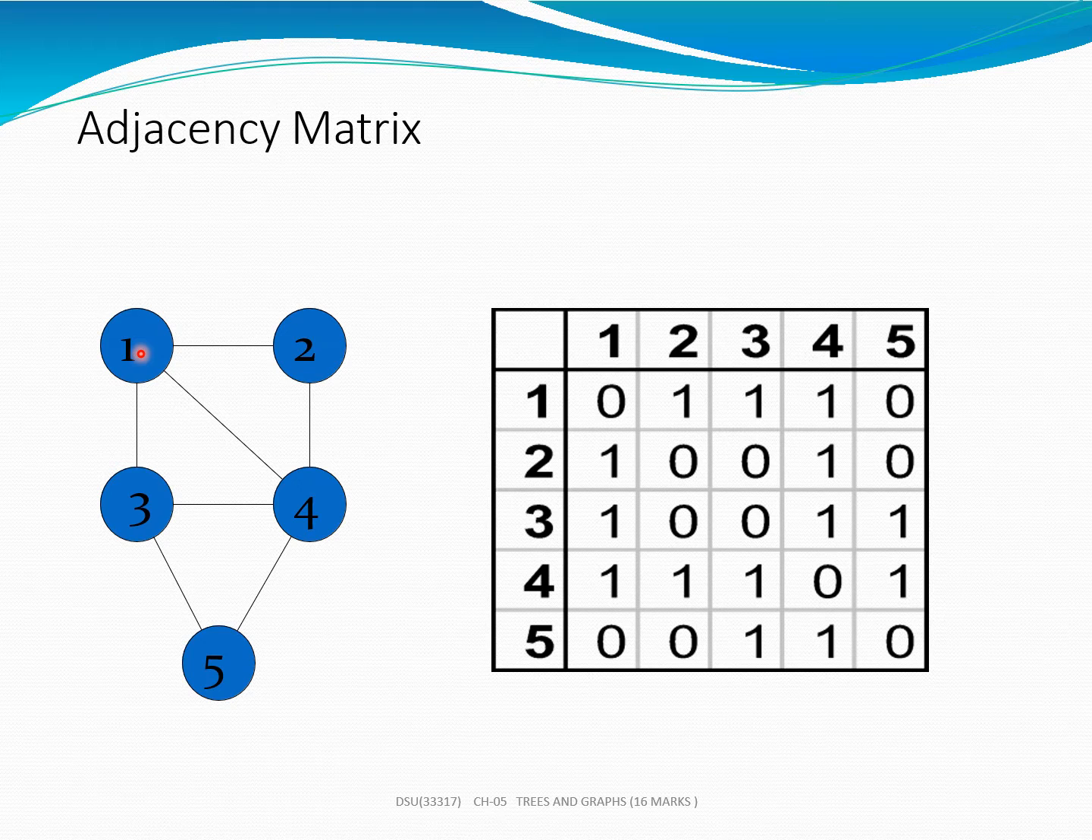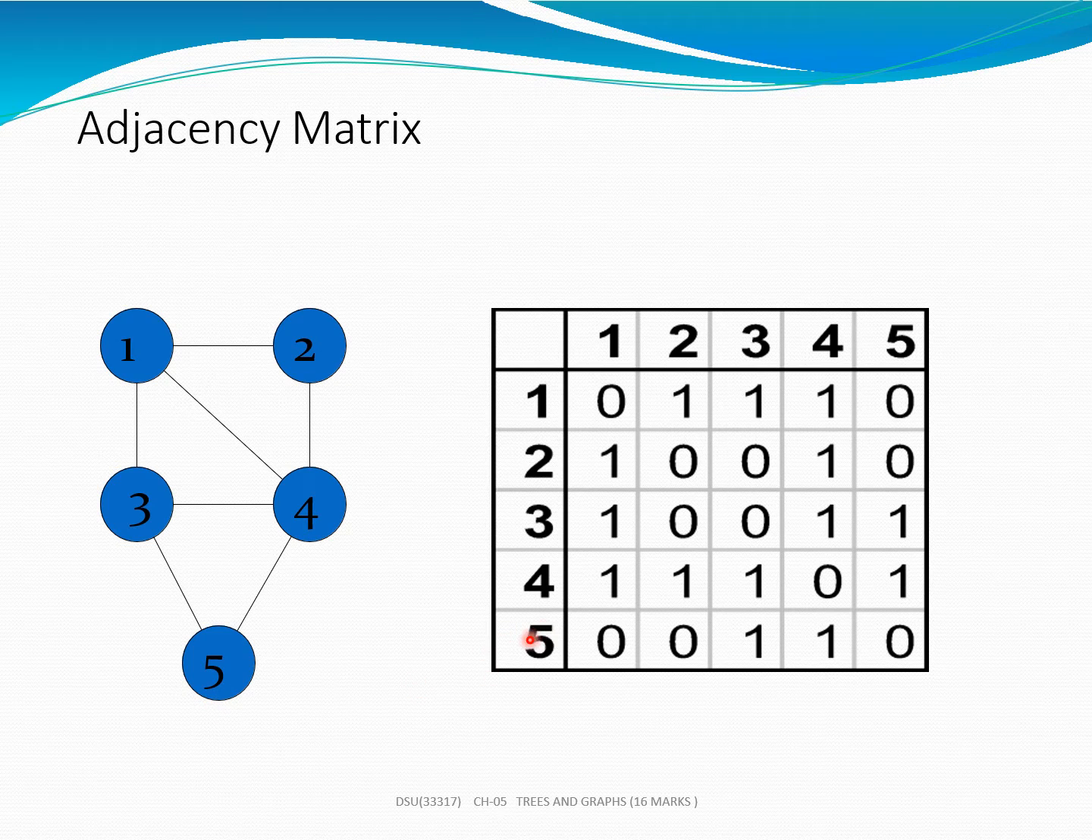So first 1 to 1 is 0. 1 to 2 is 1. 1 to 3 is 1. 1 to 4 is 1. 1 to 5 is 0. Again, 2 to 1 is 1. 2 to 3 is 0. 2 to 4 is 1. 2 to 5 is 0. Now for node number 3: 3 to 1 is 1. 3 to 2 is 0. 3 to 3 is 0. 3 to 4 is 1. Then 3 to 5 is 1.